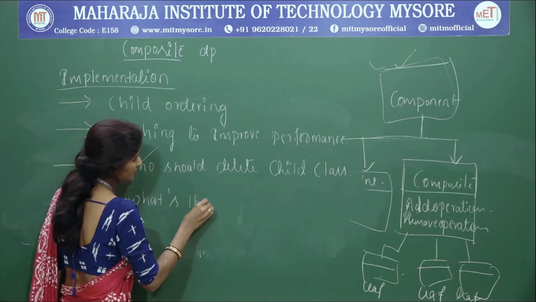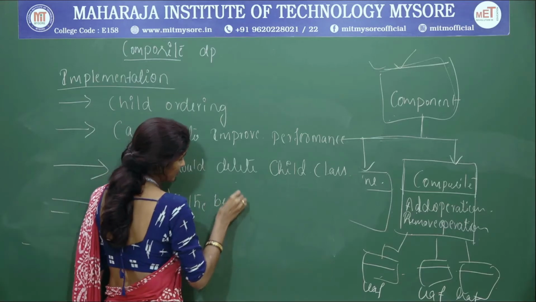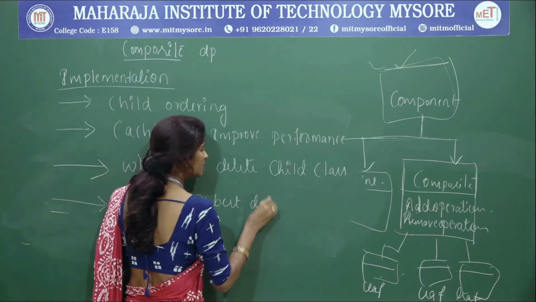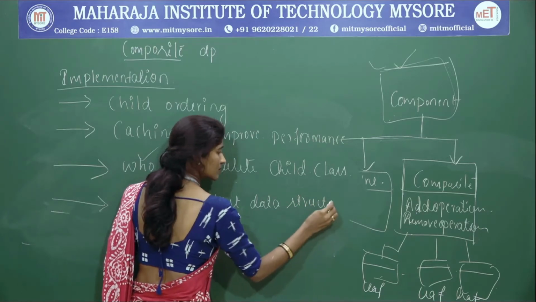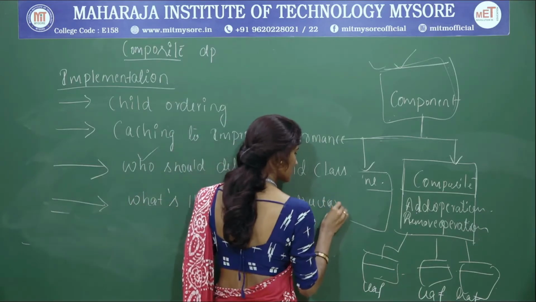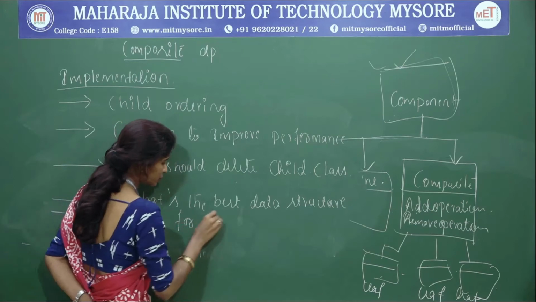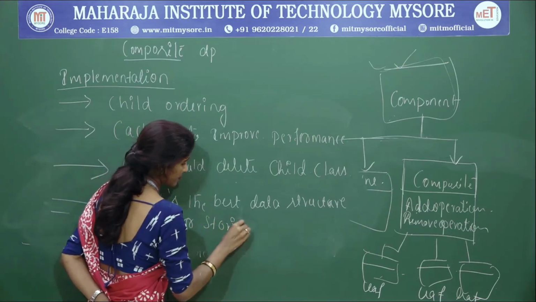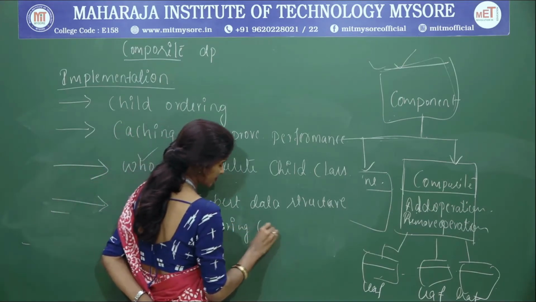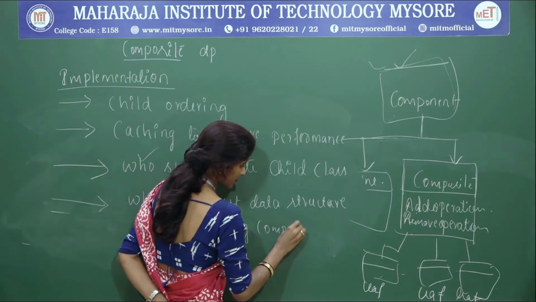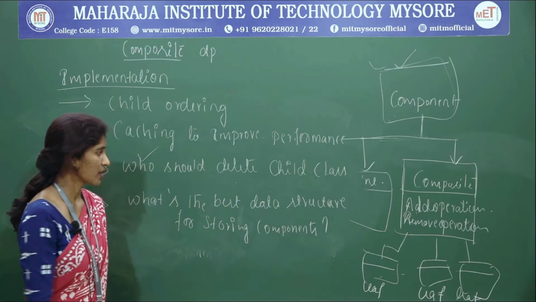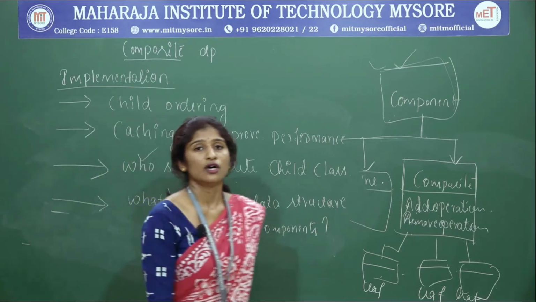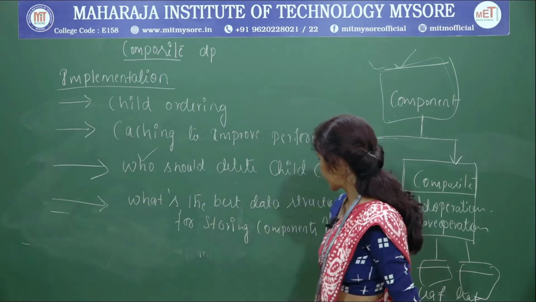What's the best data structure for storing components? Okay, so we need to discuss. What is the best data structure?